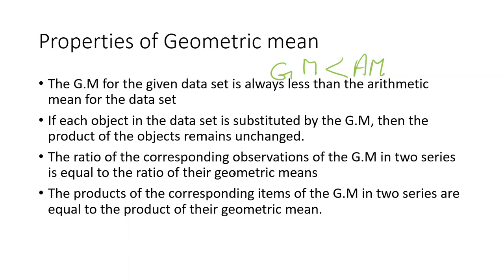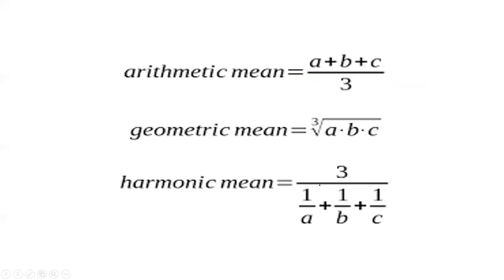Okay. Then the product of the corresponding items in the geometric mean in two different series will be equal to the product of their geometric means. Okay. It's just talking about scale and origin. If there are two different series, and the observations are multiplied together, then it will be similar to the multiplication of the geometric means of those two series.